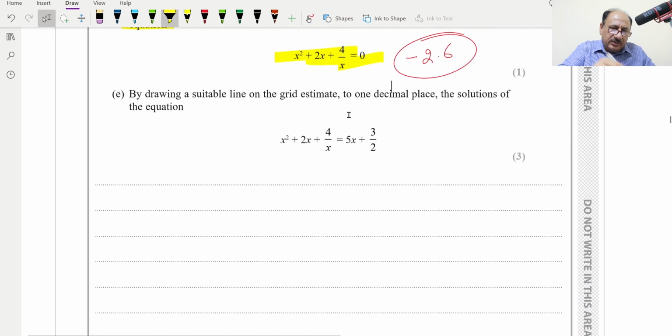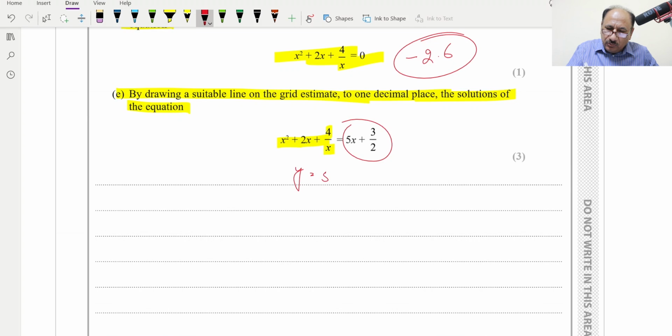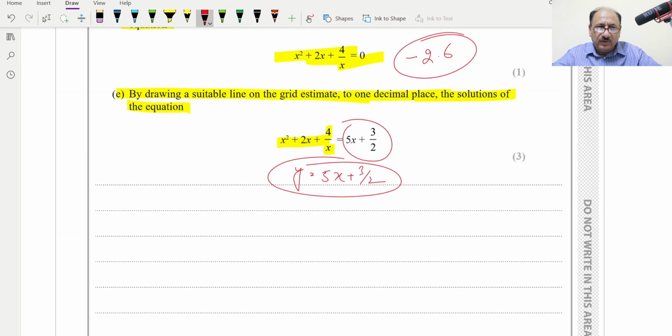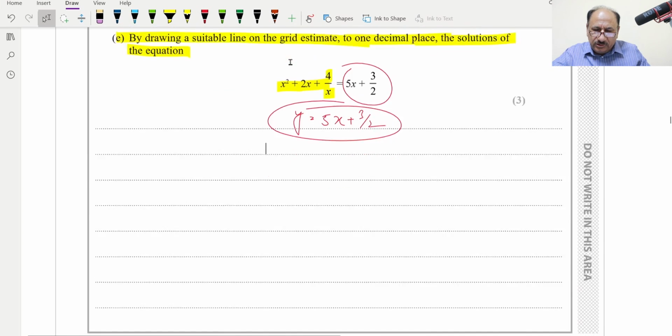And then E part, they are saying by drawing a suitable line on the grid, estimate to one decimal place the solutions of the equation. And this is the equation. This is basically Y part, and this is equal to this one. Our equation will become y is equal to 5x plus 3 by 2. This will be the equation which we have to draw.